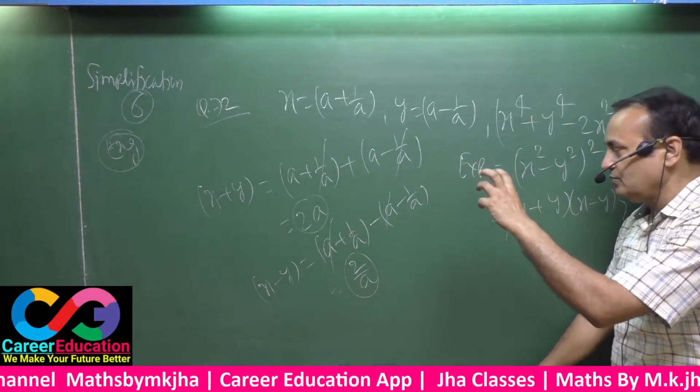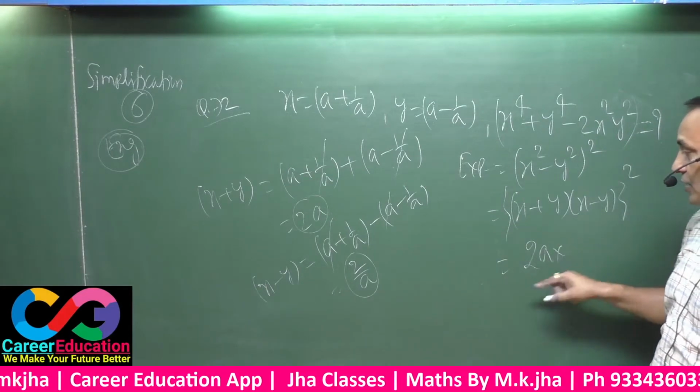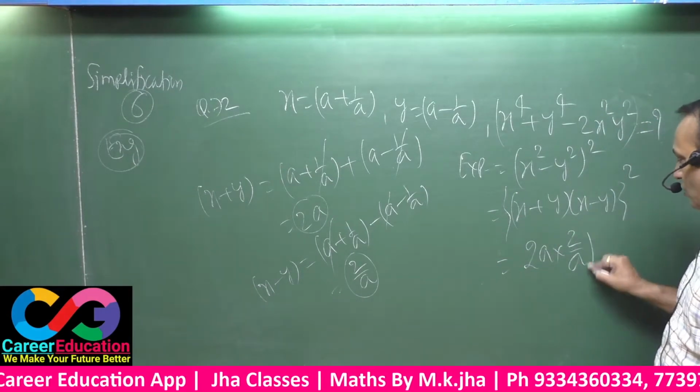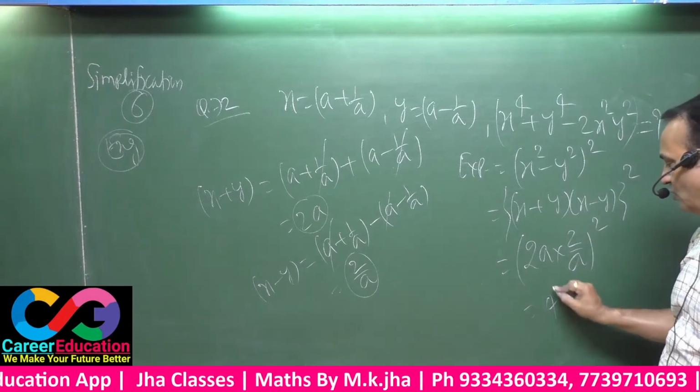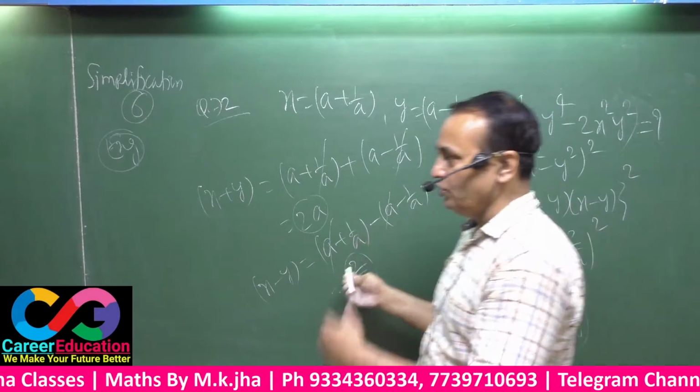That means (x plus y) into (x minus y) equals 2a into 2 by a, whole square. That means 4 square equals 16. This is your final answer. Be noted.